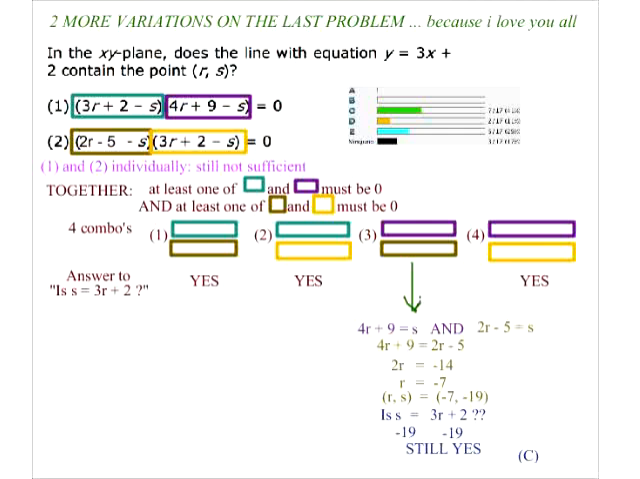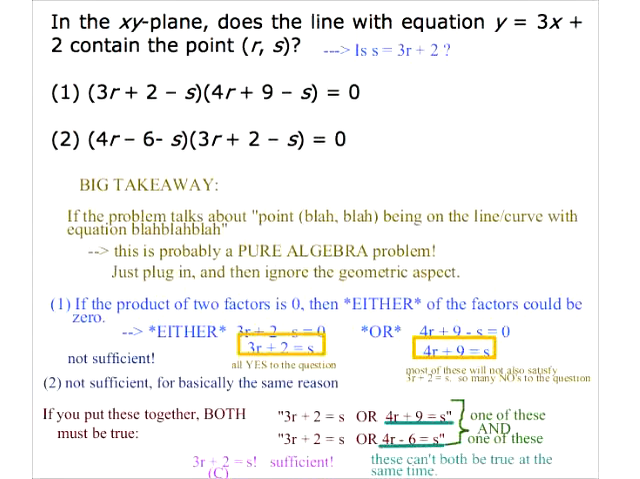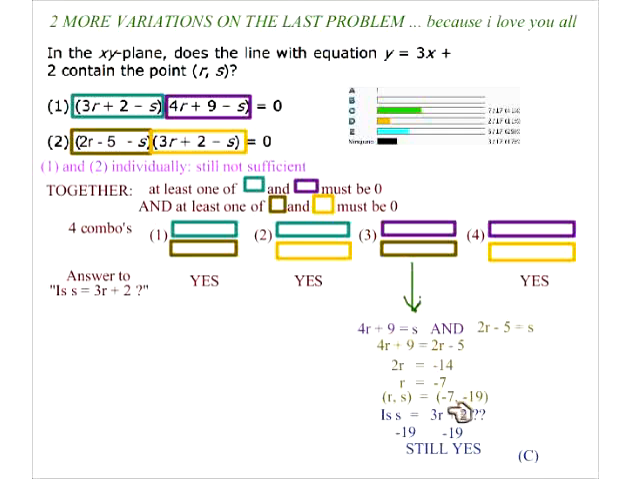Questions about that? Notice this was a non-issue in the previous problem. You could not put this together because 4R plus 9 can't equal 4R minus 6. Those are 15 apart. But in this one, you have to consider the case where this works. But freakishly, this still works out to be the same. Now, let's try.